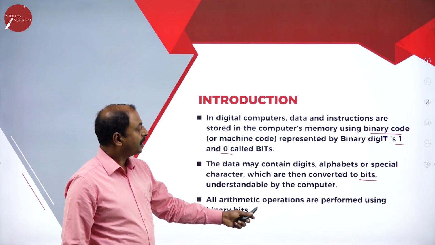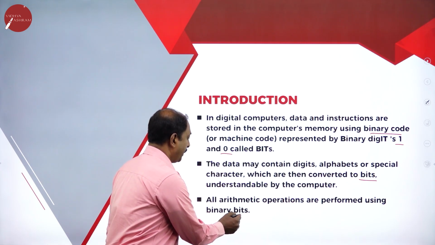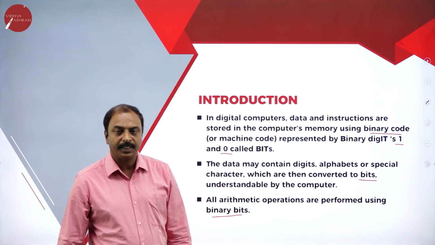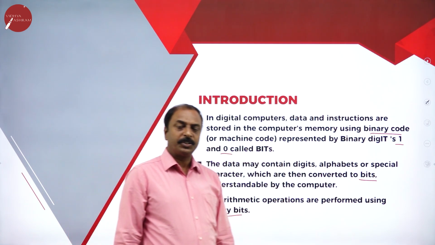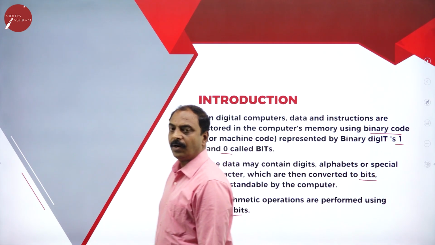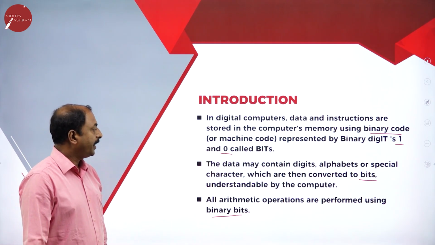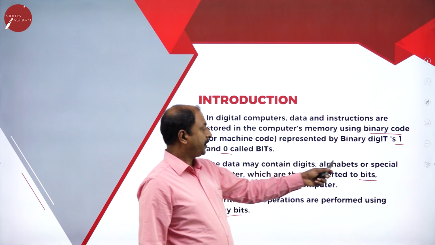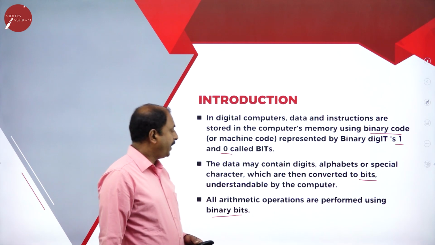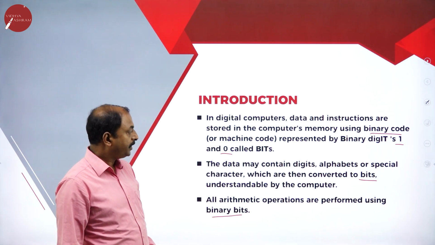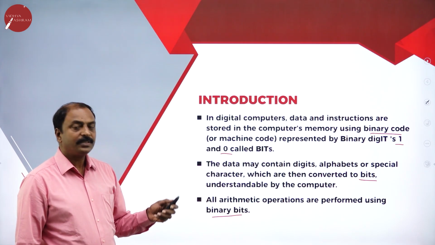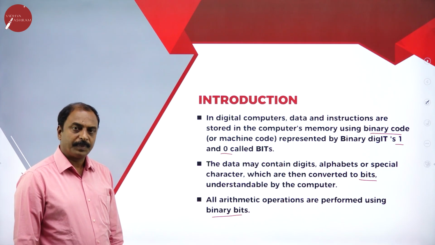So all arithmetic operations are performed using binary bits or binary digits. The basic concept here is that the computer is a digital machine. So it works based on the binary numbers 0 and 1, or with a combination of binary codes. Whatever the data or information, it has to be converted into a computer understandable form, and all operations are done by using binary digits, or 0s and 1s. So this is the introduction to the chapter Data Representation.